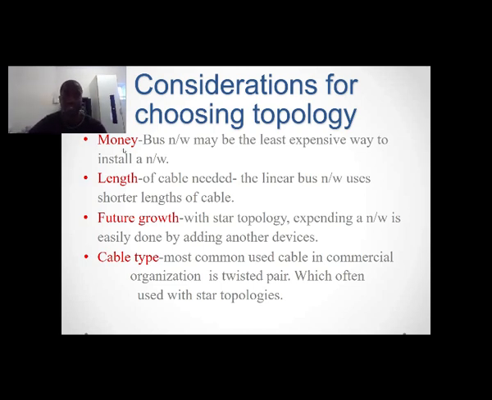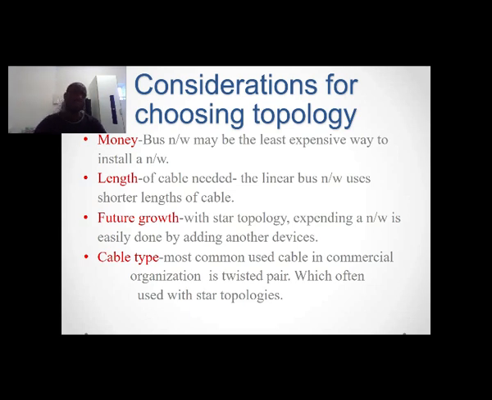First one is money. So when you're considering which topology to use, it's about money, right? So you want to choose the least expensive way to install a network. Another consideration is length, or the size of your network. How many computers do you have? And then you also have to consider the future growth, right? When you are a company, or even at home, you want your network to be expanding. You want to grow, so you want to make a network that is easy to add to, depending on how much you want to grow as a company.